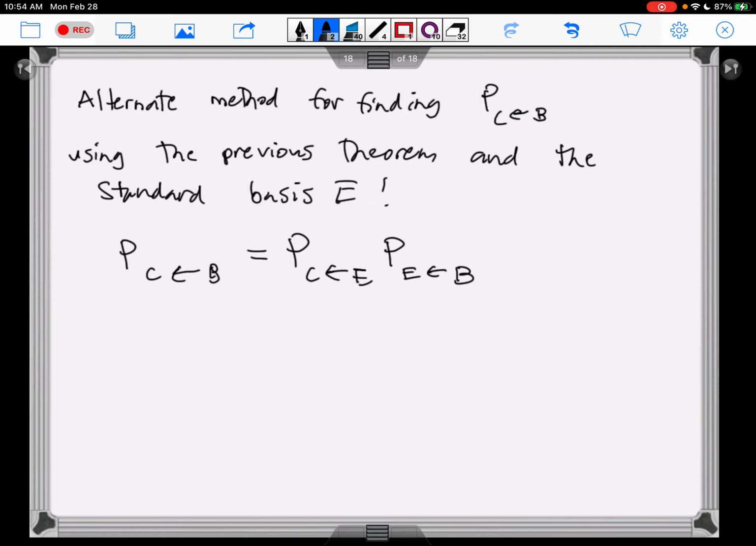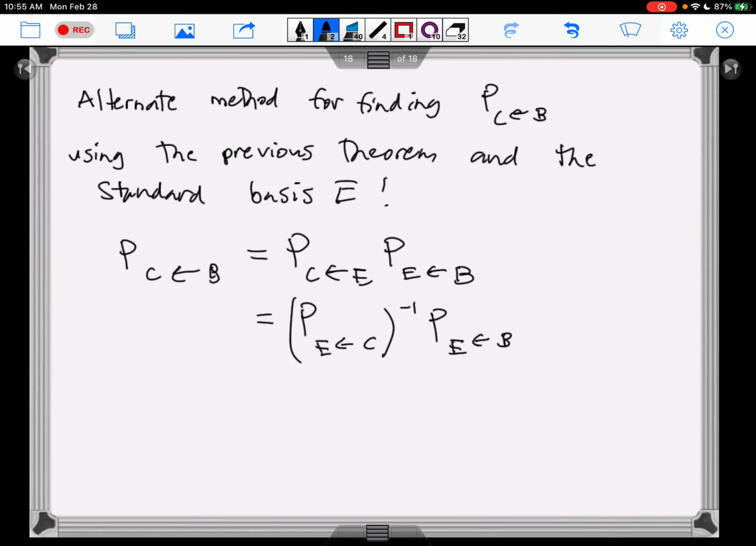Okay, and we know that changing from B to E is going to be easy. So this actually becomes like this. This is just an alternate method here, but I do want to do a quick example using this alternate method just to show how we would redo the previous problem, and it becomes easier and we are going to get the same answer, okay?